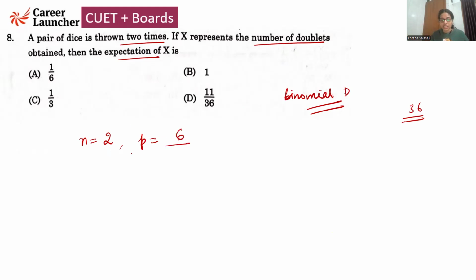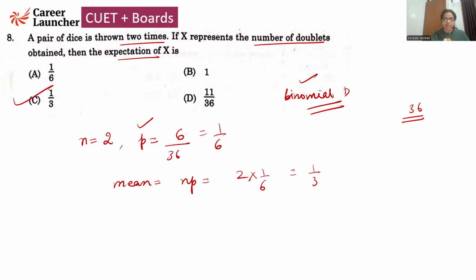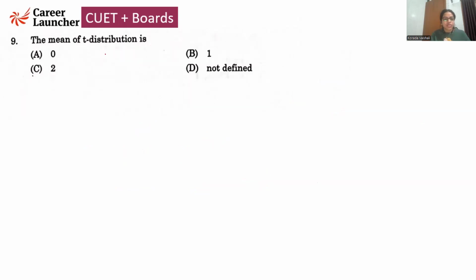So in the given 36 data sets that we have, I'm getting six sets of pairs as the doublets, right? So this will be 6 by 36, which is 1 by 6 as the probability of success, right? And by making use of the property of binomial distribution, which is mean is equal to np, I'm getting 2 into 1 by 6, which is 1 by 3 as the answer, which is option C. The mean of the t distribution is always 0. So this is just by the definition.